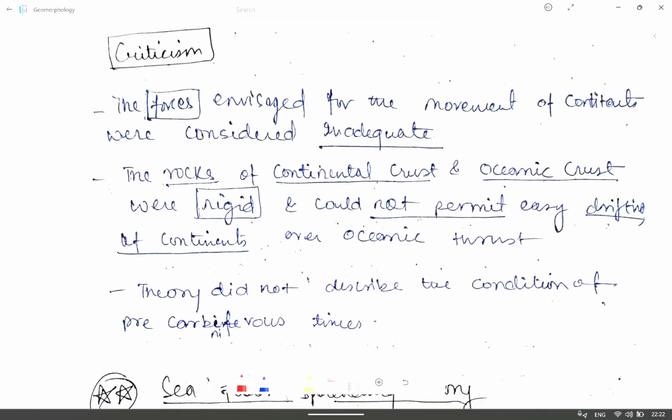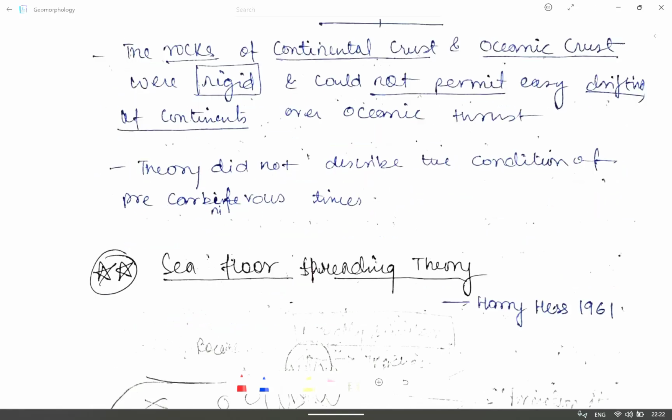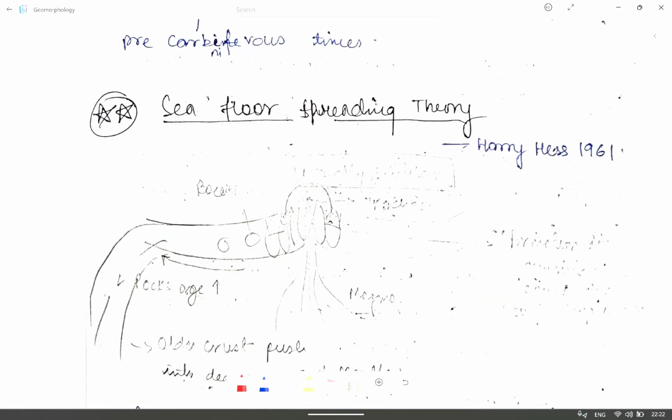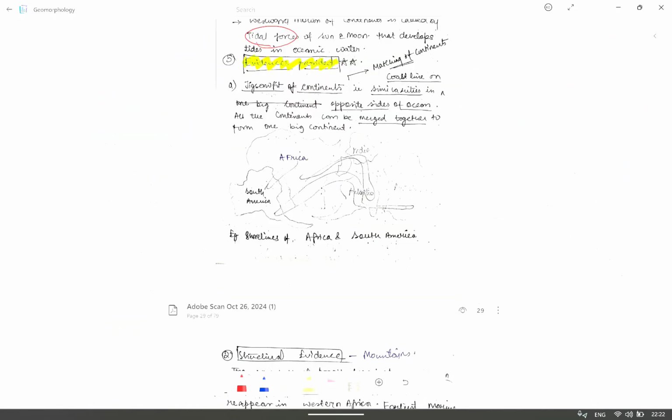What were the criticisms? First, the assumption that continental crust can move was questioned. The movement of continents was not possible. It was inadequate. The rocks of continental crust and oceanic crust were rigid and could not permit easy drifting of the continents over the oceanic crust. Then this theory did not describe the condition of Carboniferous times. So this was the continental drift theory.